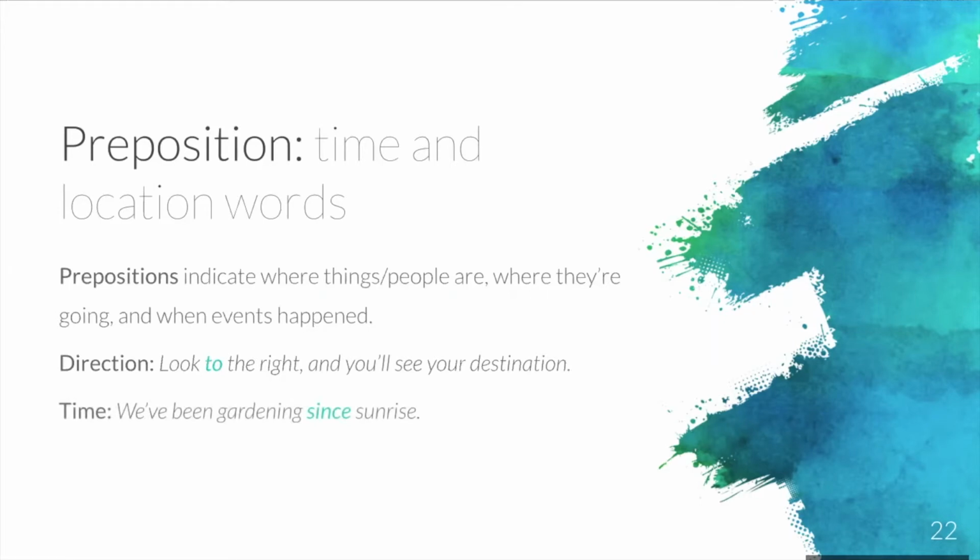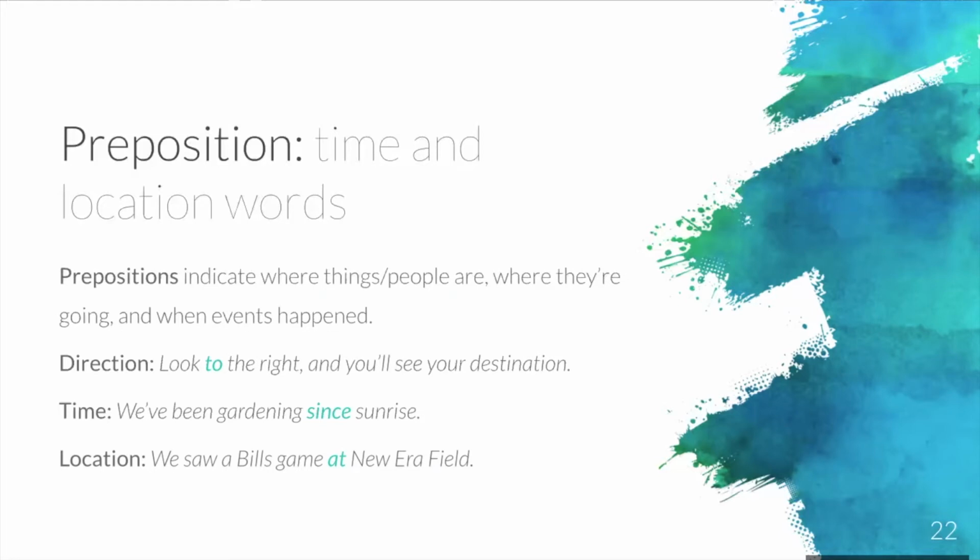And there's also time prepositions. This one's: we've been gardening since sunrise. Notice how the preposition does not indicate a specific time or a specific direction. It's just a general time or a general direction. It can also show location. So we saw a Bills game at New Era Field. At is indicating where we saw the game, in this case New Era Field.